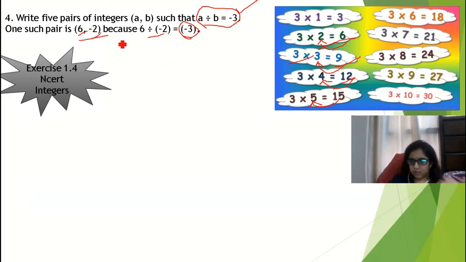According to the division rule, if one number is positive and another is negative, the sign of the answer is negative. We know that rule. So in this question, we will take one number positive and another number negative to get the answer negative, that is -3, to solve this equation.